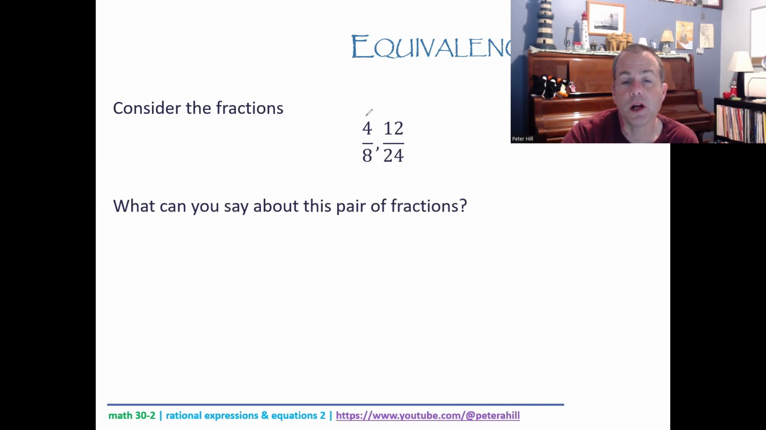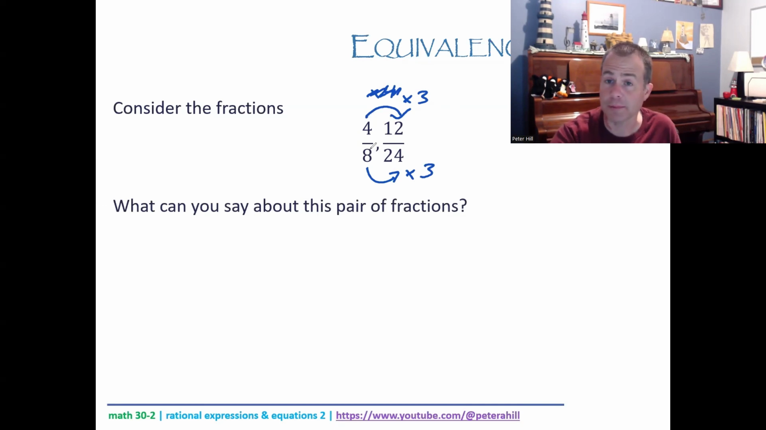But why? Well, I could say, hey, I can take 4 and multiply by 3. I had to pay attention to the numbers I was looking at. So 4 times 3 gives me 12. Okay, and then 8 times 3 will give me 24. So if I take the top and bottom and multiply by the same number or divide by the same number, I will actually have fractions that are the same.